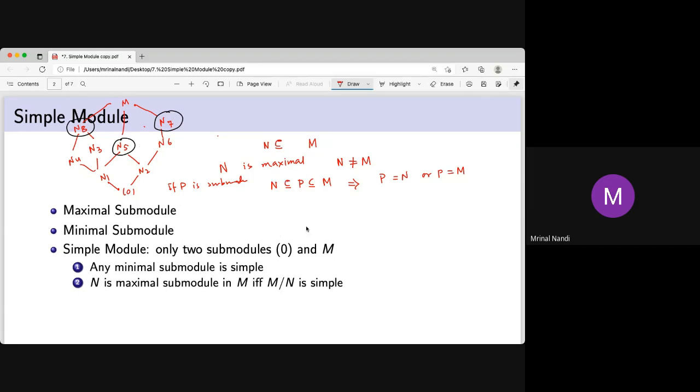A similar idea holds for minimal. What is a minimal thing? Same thing. N must not equal 0, and for any submodule P between 0 and N, that implies either P is N or P is 0. It is called minimal.